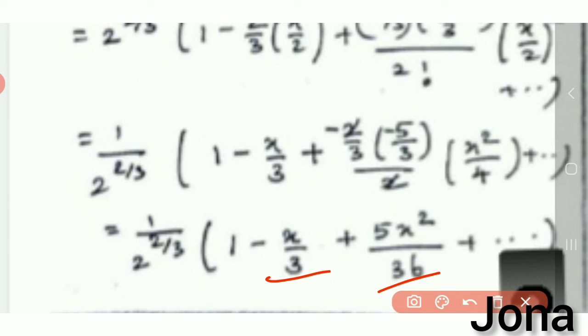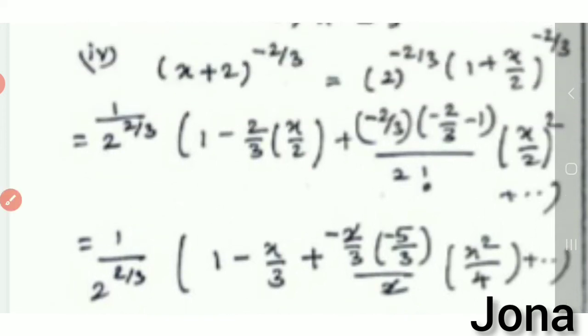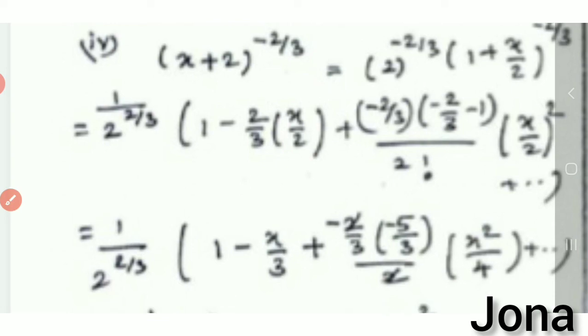Here instead of x what we have there is x/2. So modulus of x less than 2 will be here. It is not given here, you just write it down afterwards: modulus of x/2 less than 1. So modulus of x less than 2 is the condition for this binomial expansion.